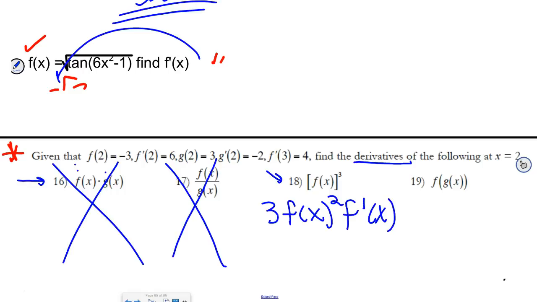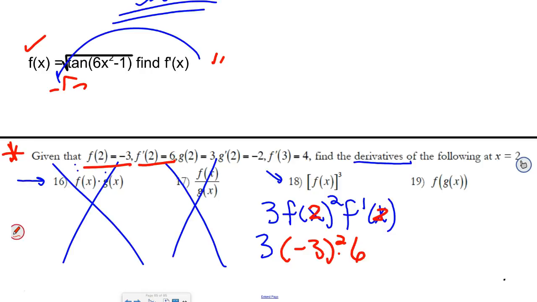You don't actually have to go take it. They're going to hand it to you. It'd be 3 times f of, they want you to use a 2, so they'll hand you f of 2 right here, negative 3 squared, right? Times f prime at 2, which they're going to hand you on a platter, and you just go do the arithmetic. So, last one of the day.